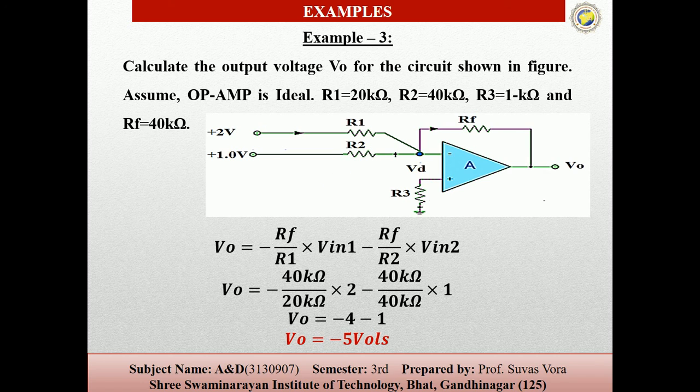So V0 is equal to minus RF upon R1 into VA minus RF upon R2 into VB. So minus 40 kilo ohms upon 20 kilo ohms into 2, here 2 is given, minus 40 kilo ohms upon 40 kilo ohms into 1. So V0 is equal to minus 4 minus 1. It means the output voltage V0 is minus 5 volts. Now you can see here the R3 value is given only to confuse us.